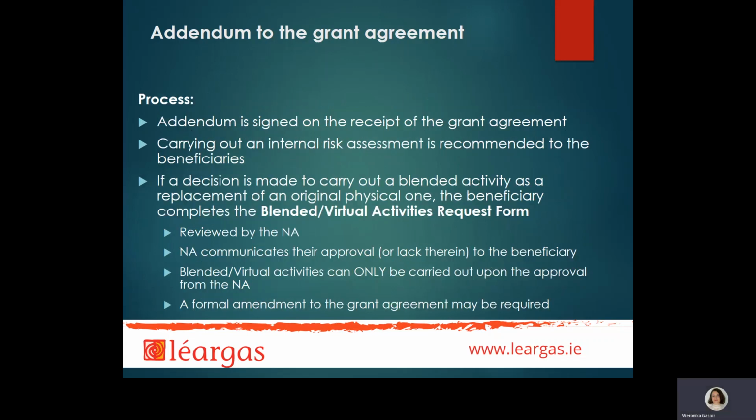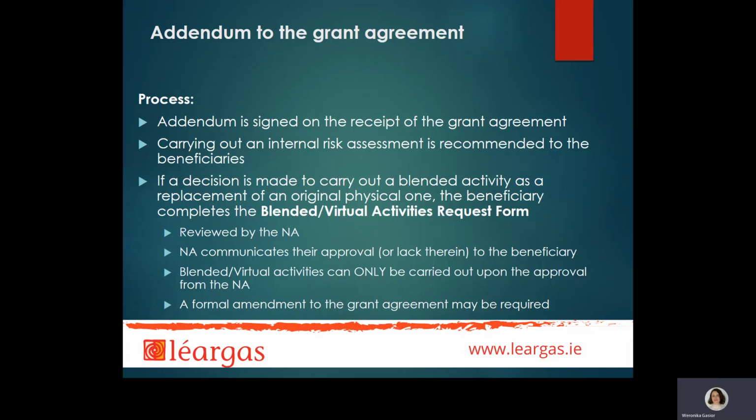Both the grant agreement and the addendum are to be signed by your project's legal representative in 2 copies and sent back to Léargas for the signature of our executive director. Once co-signed, 1 copy of the grant agreement and the addendum will be returned to you, and 1 will be kept on file in Léargas.